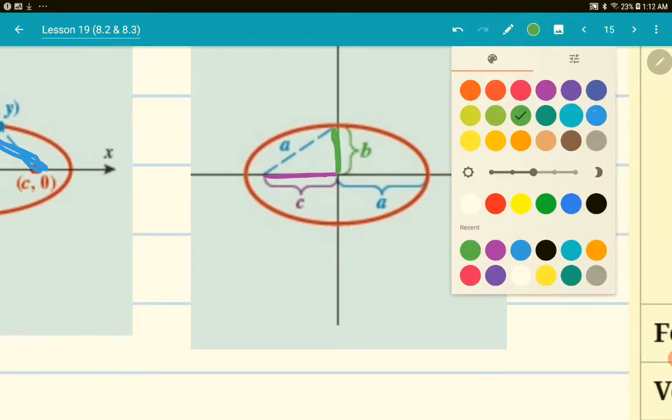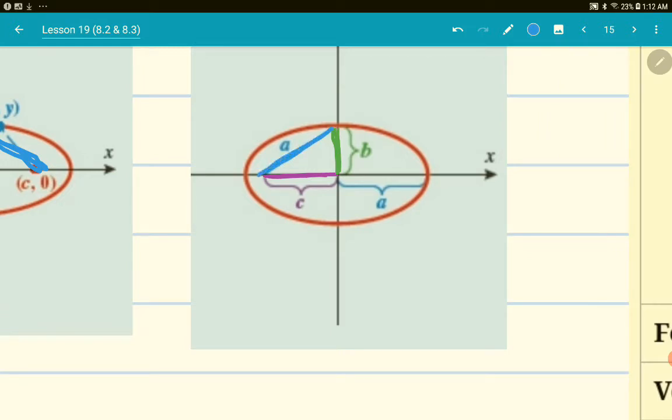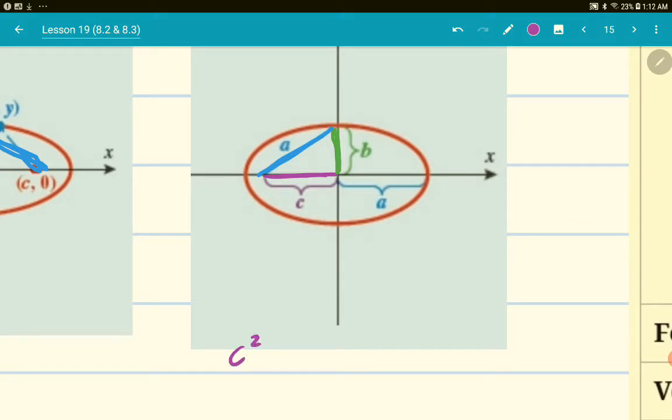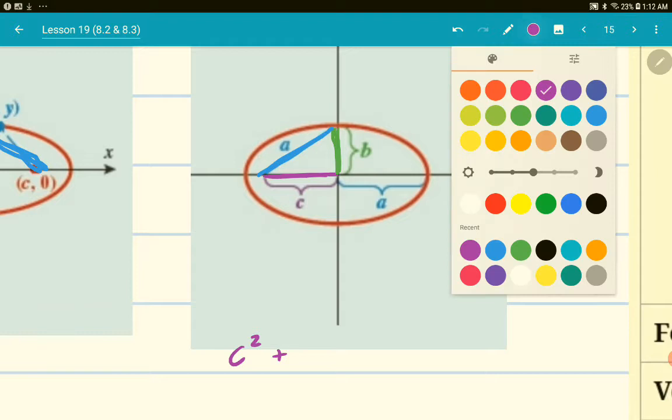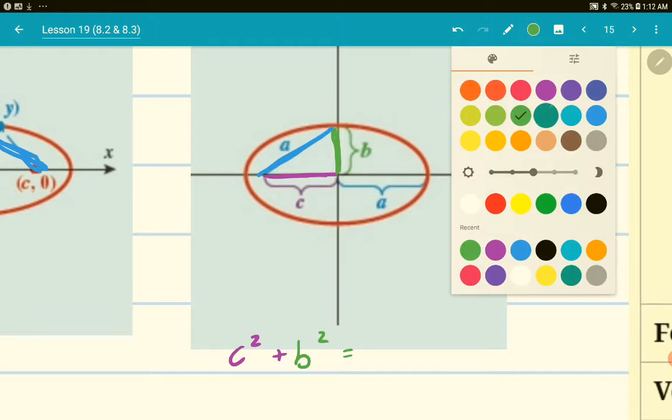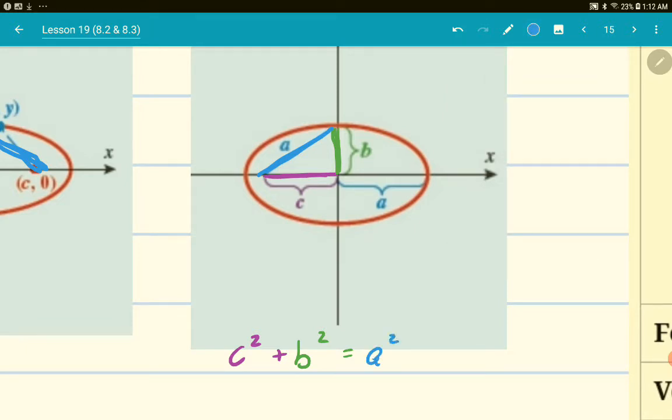And if I use the Pythagorean theorem, I can find that C squared plus B squared equals A squared. And I know those letters are a little reverse of what we're used to, where the hypotenuse is usually the C. But in this case, for the ellipses, they have the A being the hypotenuse. So that means our equation changes a little bit.